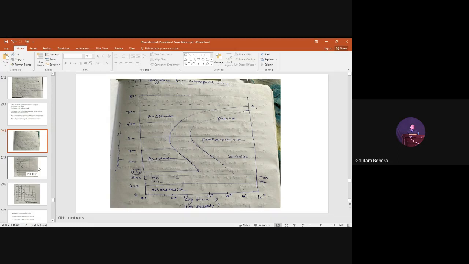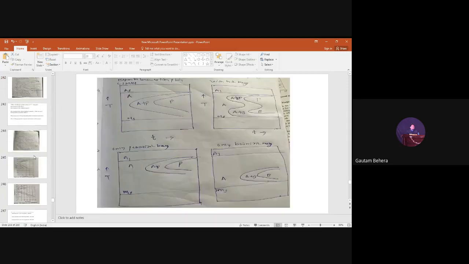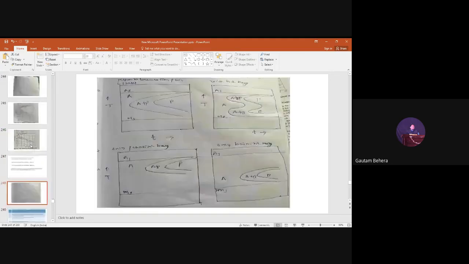But the difference is what? In the TTT diagram, we are holding the steel at a constant temperature, and we are trying to find out at what time the transformation will start. That is why the TTT diagram defines the kinetics of transformation for a particular constant temperature. But in CCT, just look at this one. Let's look at this one.